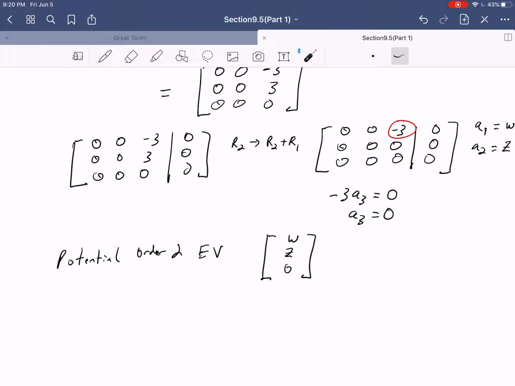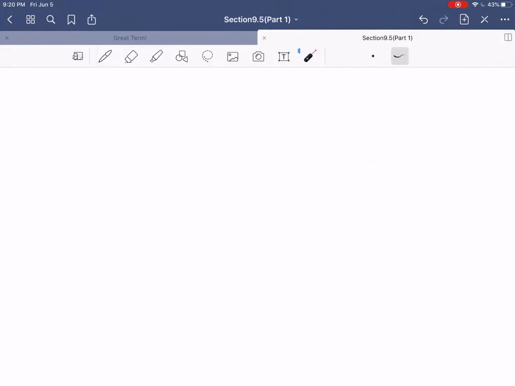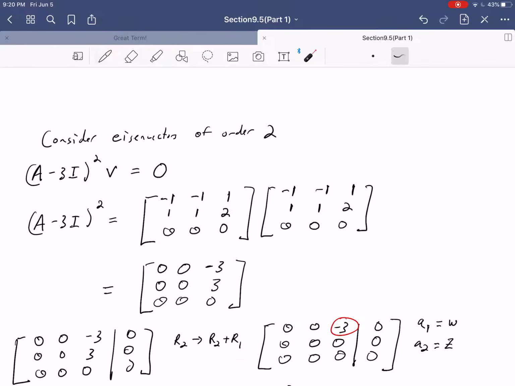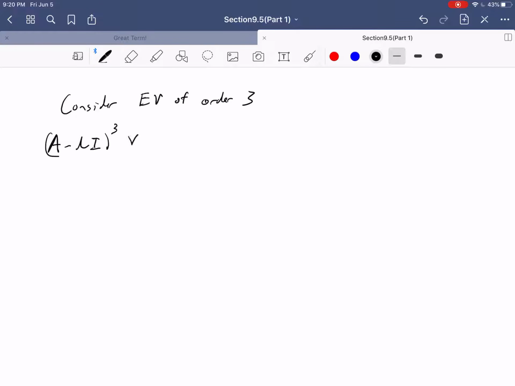So what does that mean if we need 3 things overall? We need to go find an order 3 eigenvector. So let's go a step further, and let's talk about eigenvectors of order 3. So let's consider EV of order 3. So now we want to consider (A minus lambda I) cubed v equals 0. So we first want to determine that (A minus lambda I) cubed.